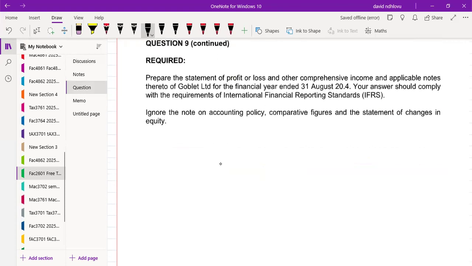Right, then the requirement: prepare the statement of profit and loss and other comprehensive income and the applicable notes thereof of G Limited for the financial year ended 31 August 2024. Your answer must comply with IFRS. Ignore the note on the accounting policy, comprehensive comparative figures, and the statement of changes in equity. So we don't have to compile the changes in equity for this one.